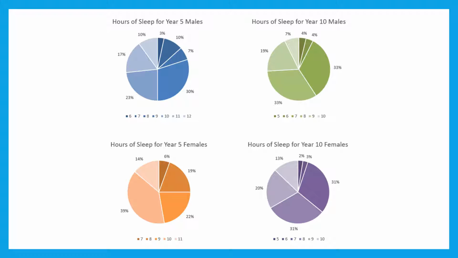The Year 10 female sector graph provided similar proportions to the Year 10 male sector graph, indicating that 31% of the group received 7 hours of sleep, and the other 31% received 8 hours of sleep.